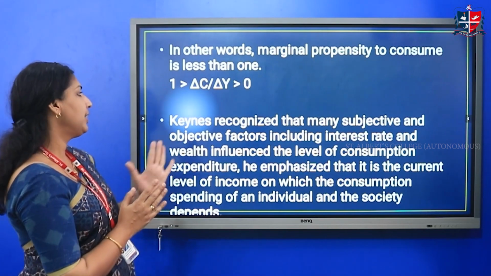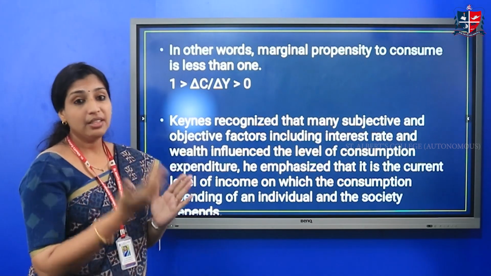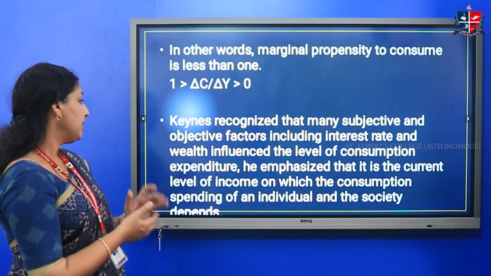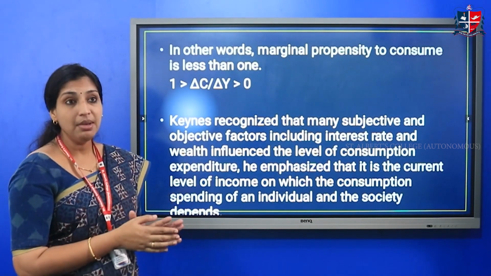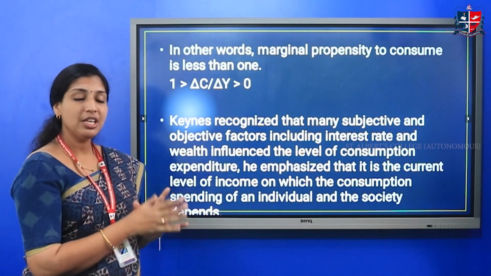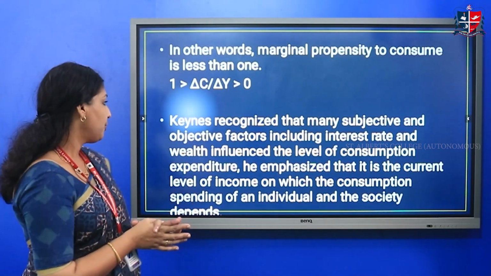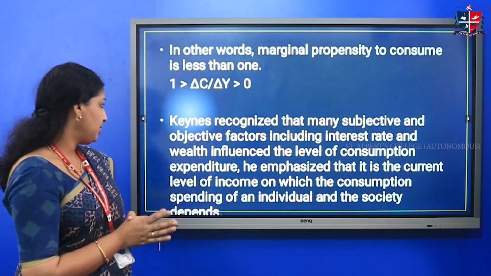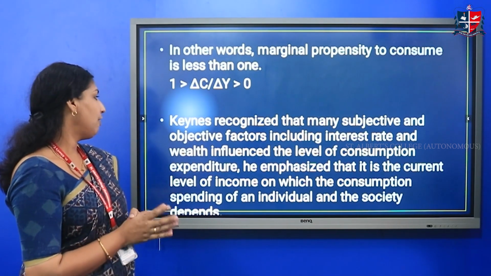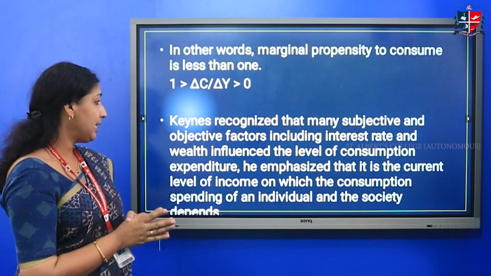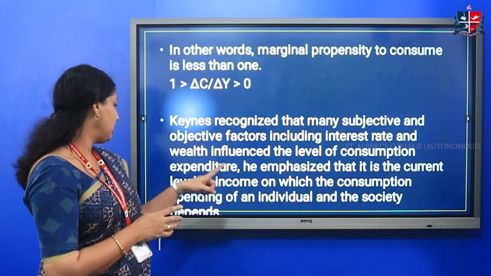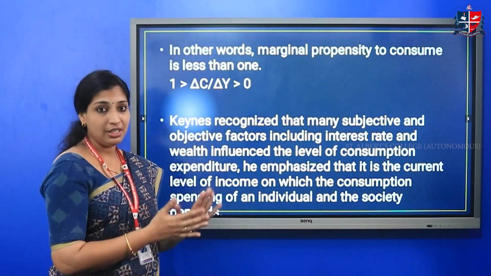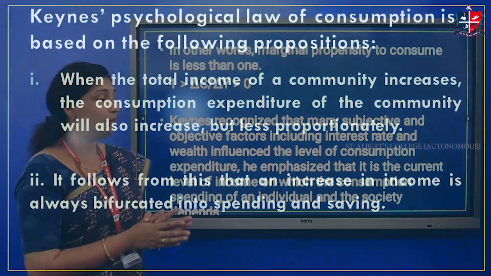Now, Keynes recognized that in this theory, many subjective and objective elements play an important role. That is why whenever there is a change in income, people consume a part of it and the rest is used for savings. Subjective and objective factors, including interest rate and wealth, influence the level of consumption expenditure. He emphasized that it is the current level of income on which the consumption spending of an individual and society depends. So this theory is all about the current level of income of the people.